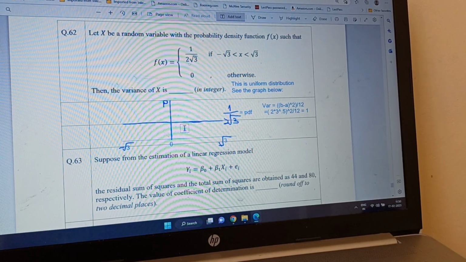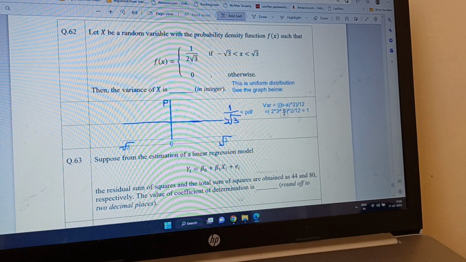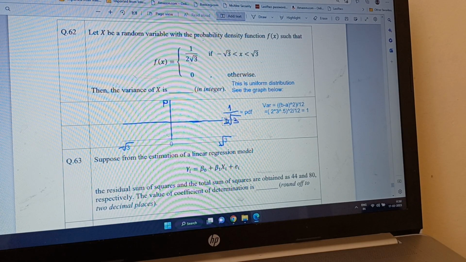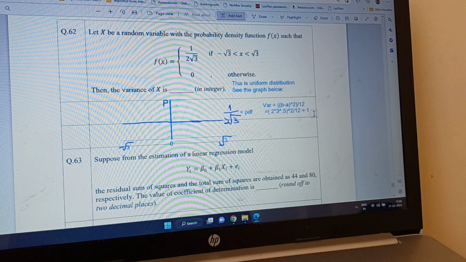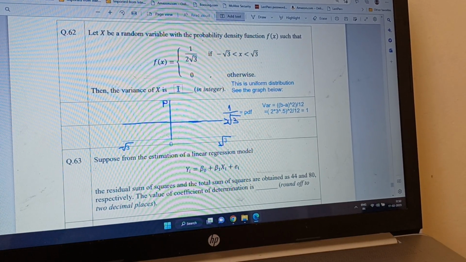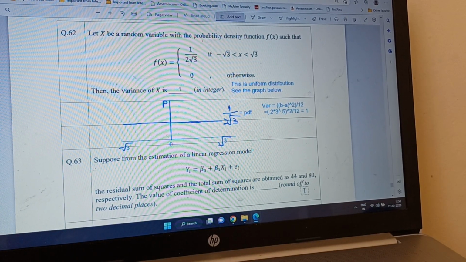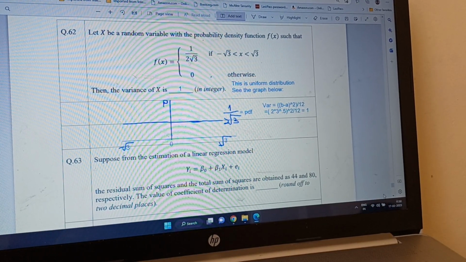So I write 2 times 3 to the power 0.5, whole to the power 2, divided by 12. This becomes 2 times 2 is equal to 4, and root 3 times root 3 is equal to 3. So 12 divided by 12 is equal to 1. So the variance is equal to 1. That is what it asks as an integer, so I write it here. I hope some of you did it correctly, because I know it is not an easy question.